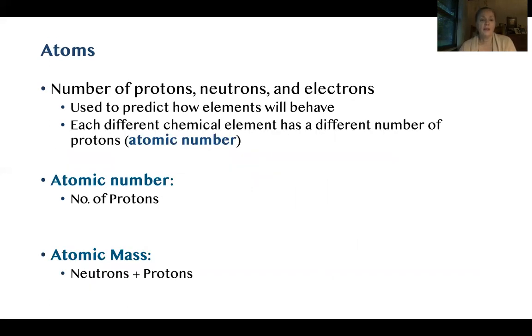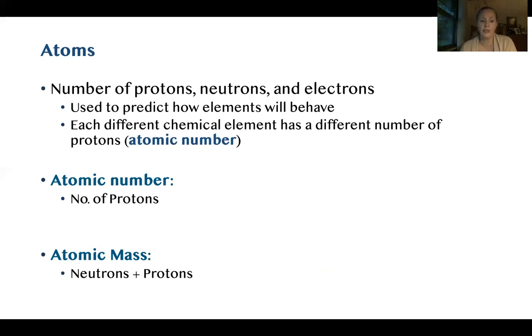The numbers of protons, neutrons, and electrons will be used to predict how each element behaves and different classes of those elements. You'll see as we learn about isotopes. Each different chemical element has a different number of protons. So we're going to belabor these points just to keep driving them through our heads so that we remember them. The atomic number is the number of protons.